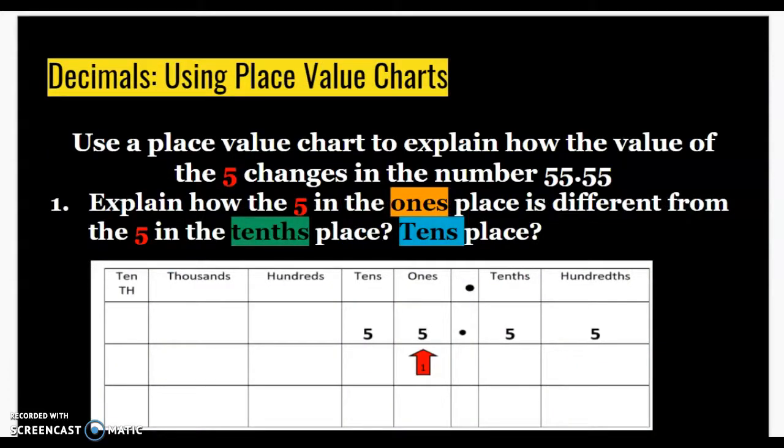So using a place value chart, we're going to explain how the value of 5 changes in the number 55 and 55 hundredths. First, we want you to explain how the 5 in the ones place is different from the 5 in the tens place. And finally, in the tens place. Let's look at this model more closely.